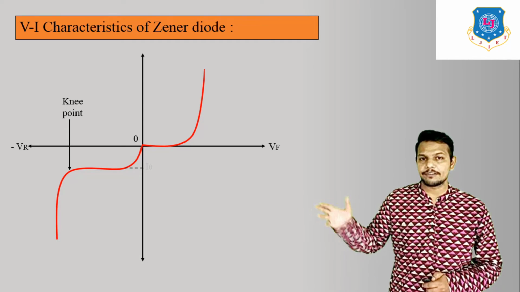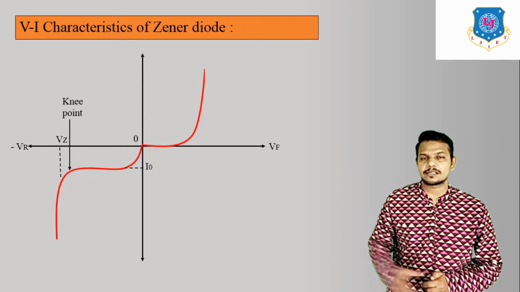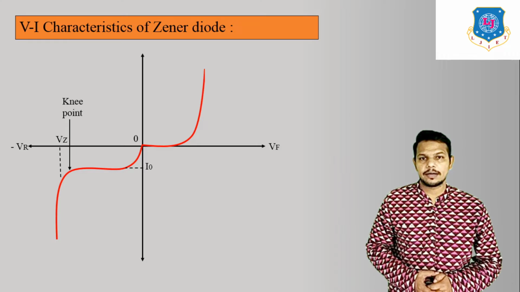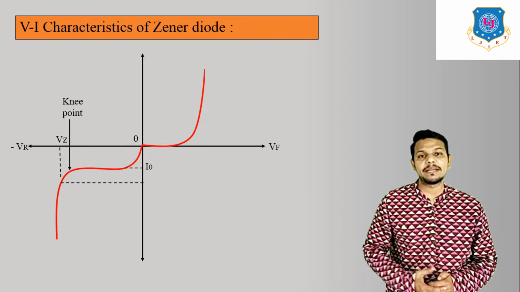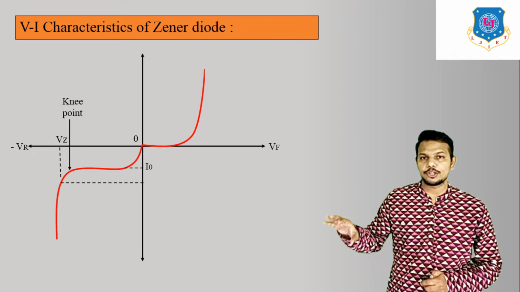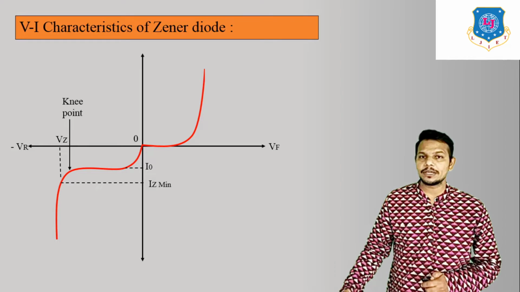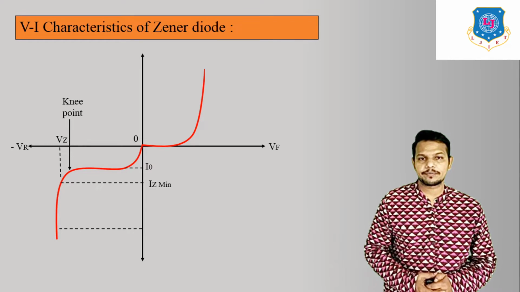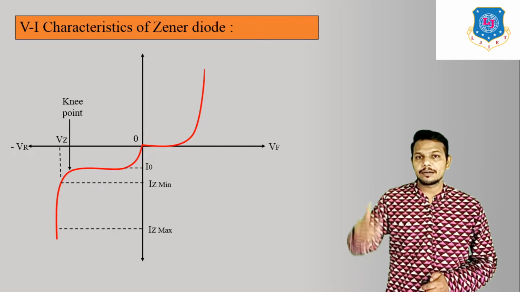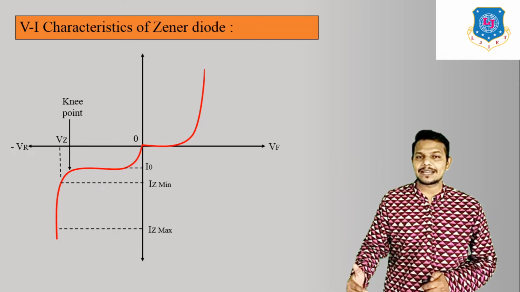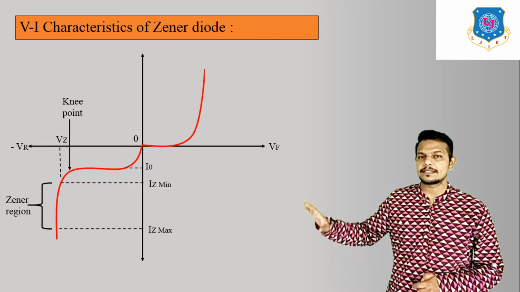Here we can see the reverse current, which is known as IO. This is known as the Zener voltage VZ, and at this point the Zener current is IZ minimum. Gradually it increases like this up to IZ maximum, and this region from IZ minimum to IZ maximum is known as the Zener region. Here we can see the Zener region.